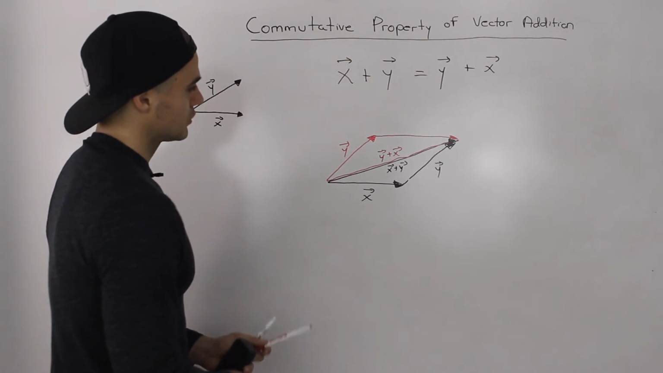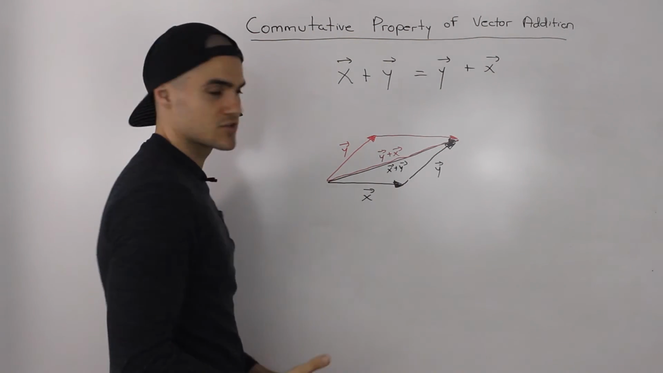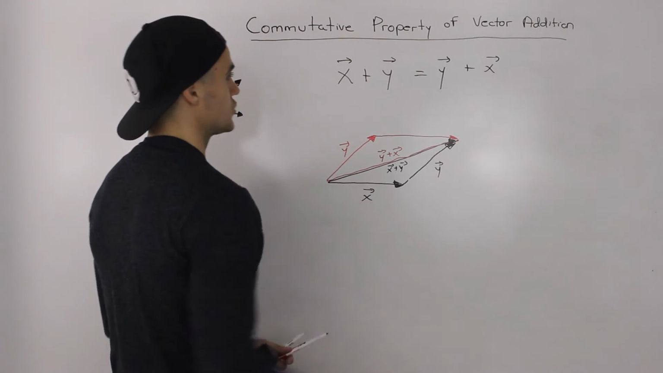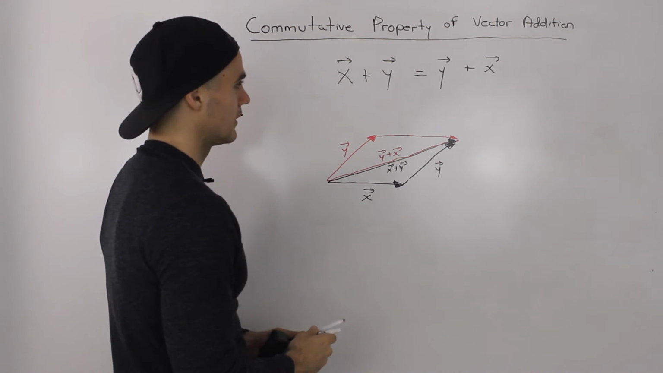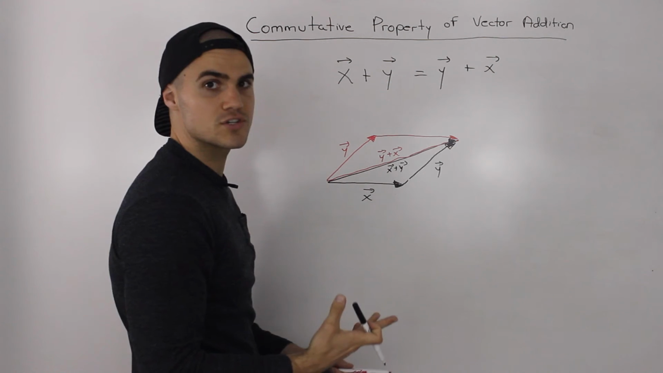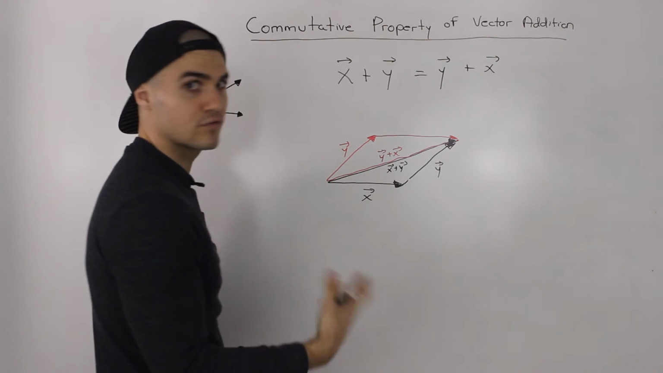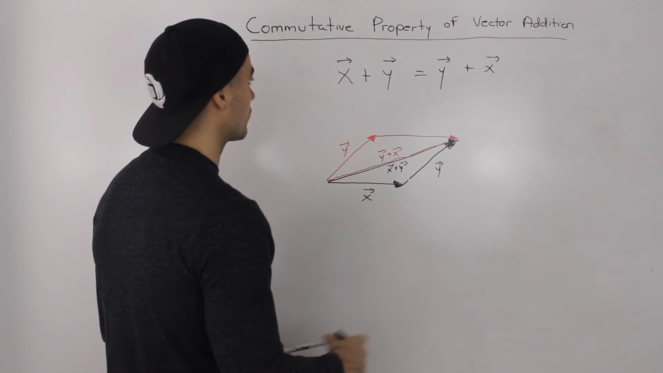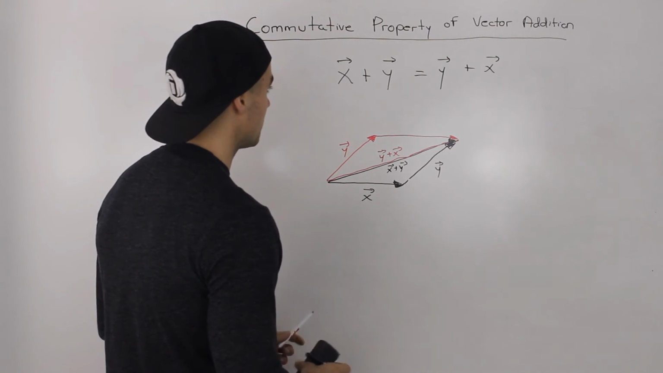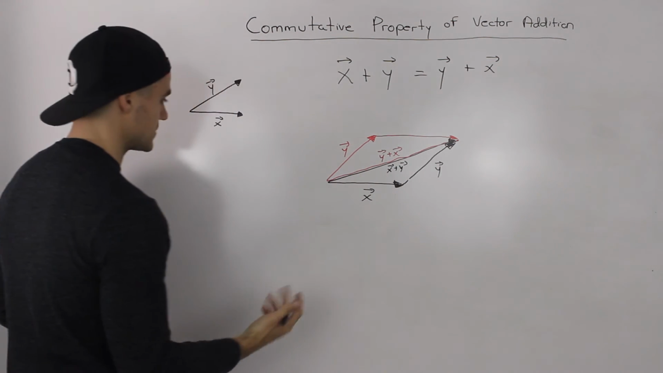So, in conclusion, whether you're adding x plus y or y plus x, you end up with the same resultant. So the order in which you add vectors does not matter. Now I want to make an extra point on this. First off, we just worked with two vectors here, so the number of vectors you work with does not matter. You could have 3, 4, 5 and rearrange them in whatever way and you would get the same resultant. And we also here only worked with addition, but you could also be subtracting vectors.